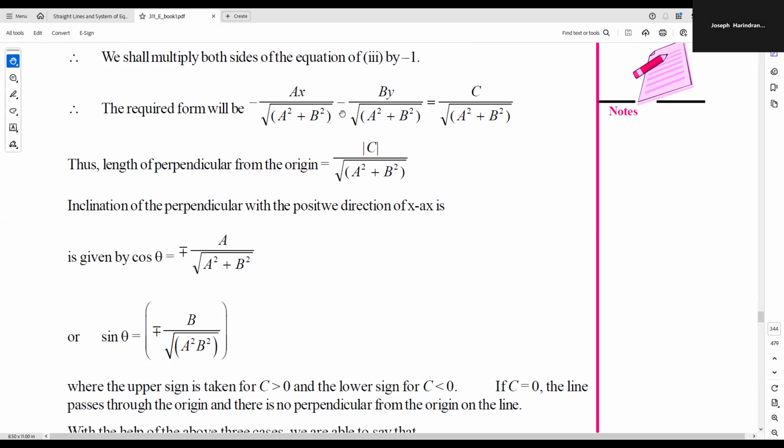So we put this in the required form. If you want to make this positive, we choose the proper sign and make it positive here. That's all we do. Either it should be plus root of A squared plus B squared or minus root of A squared plus B squared. That's all. So that is the thing.